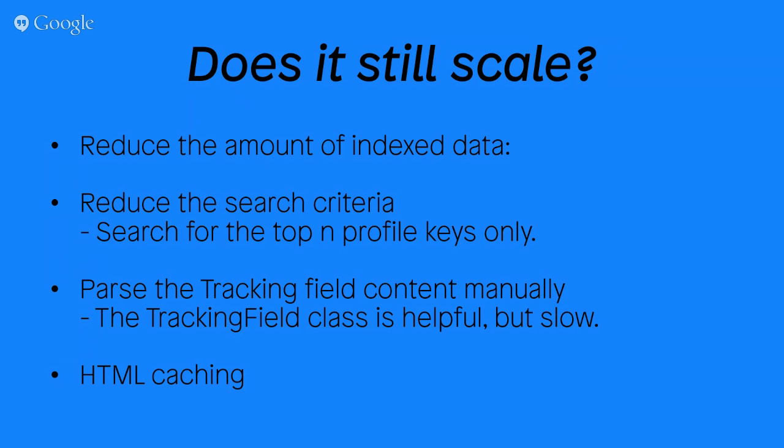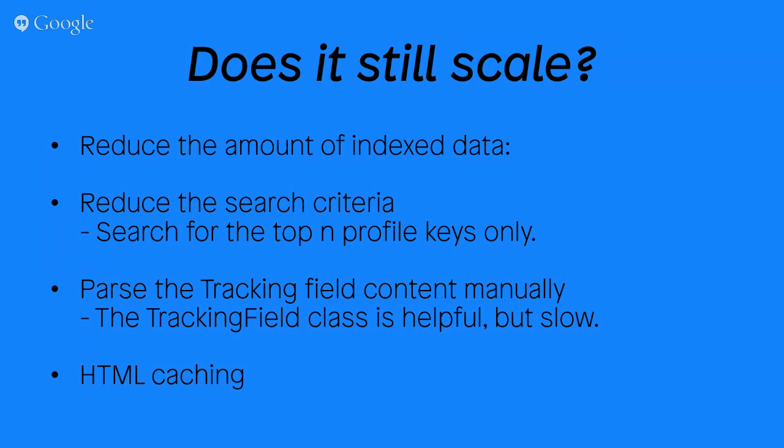The other thing is that that tracking field class that I was demonstrating before, that's great for this small example where I've only got 20 or 30 movies on the site, but if I had thousands, that wouldn't work. What we found was that that tracking field class is quite slow when you're instantiating several of them.